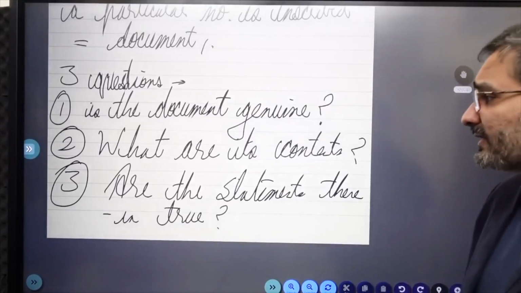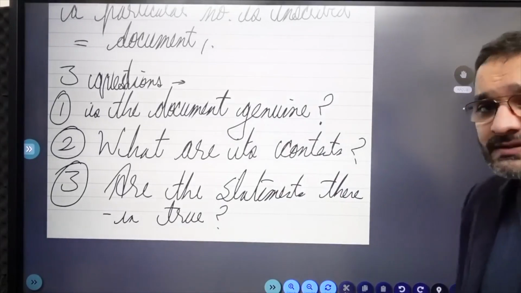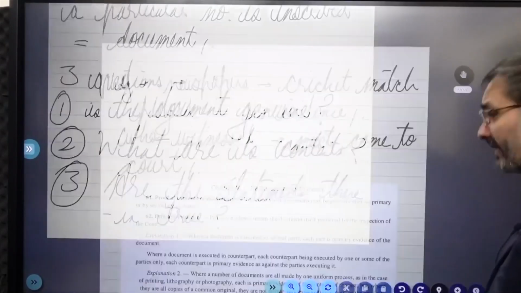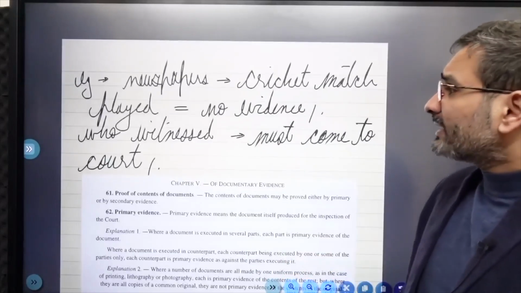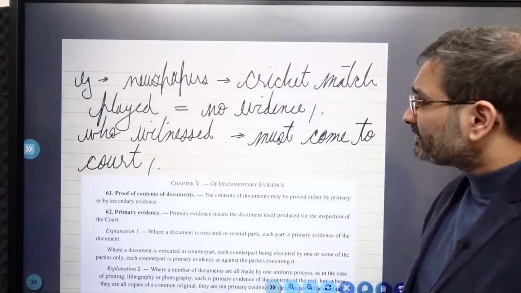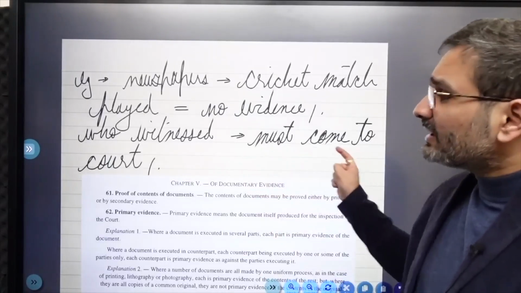So is the document genuine? What are the contents? Are the statements therein true? Right. So that is the issue of the document. Example: newspapers. Newspaper, let us say a cricket match is played. It is no evidence. Who witnessed must come to court.